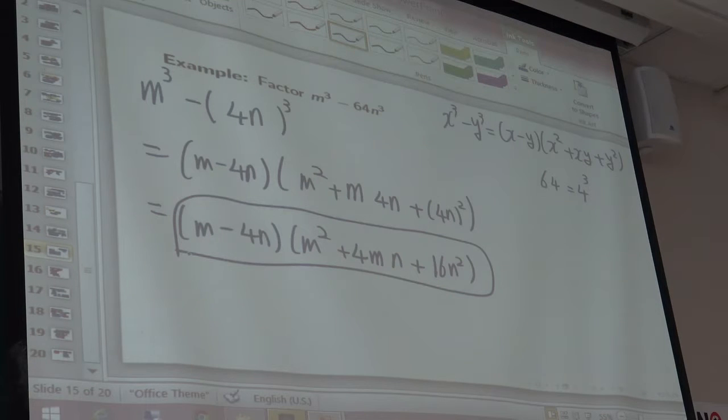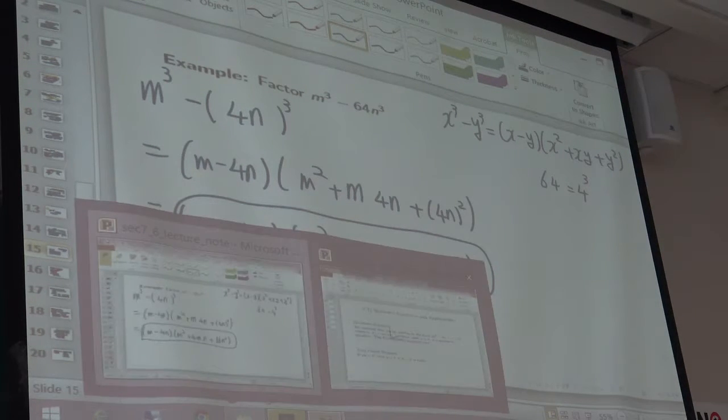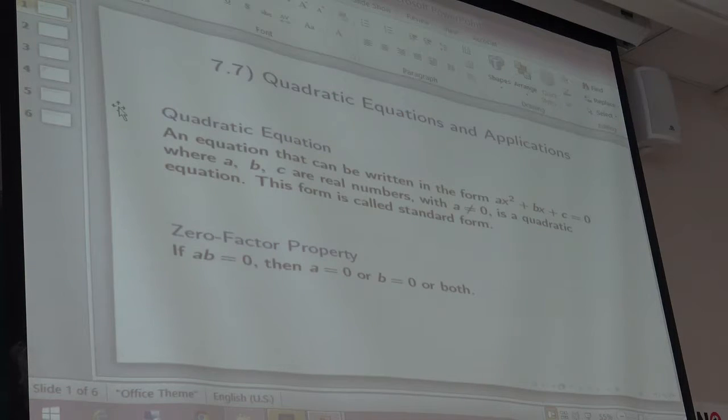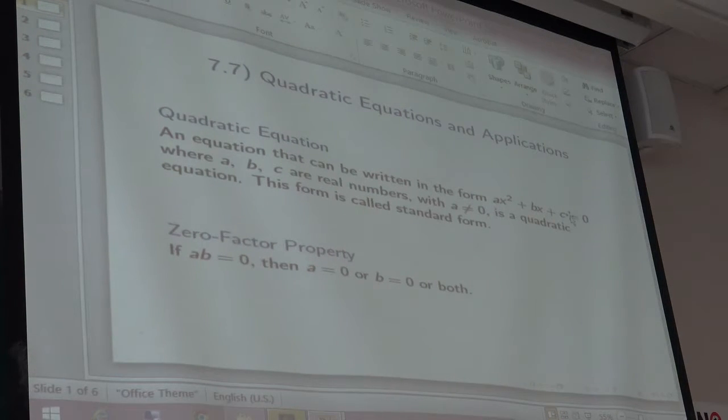All right. That's all for this one. So let's move on to the next one. That was 7.6. Section 7.7, quadratic equations and applications.